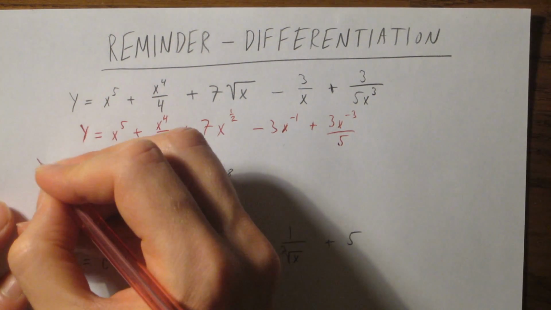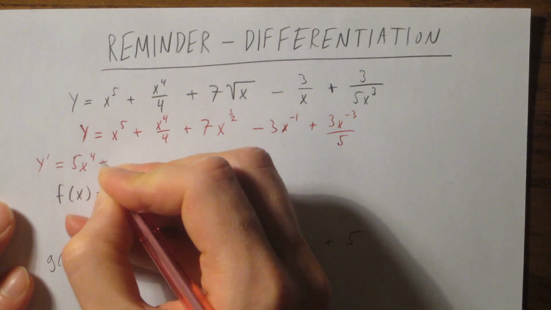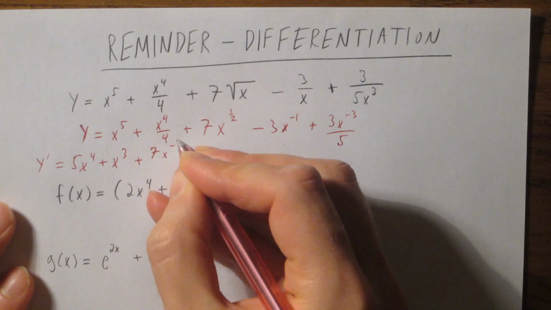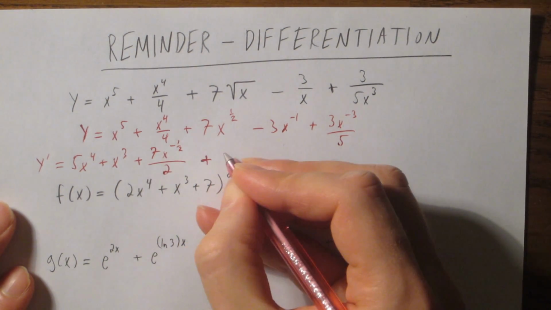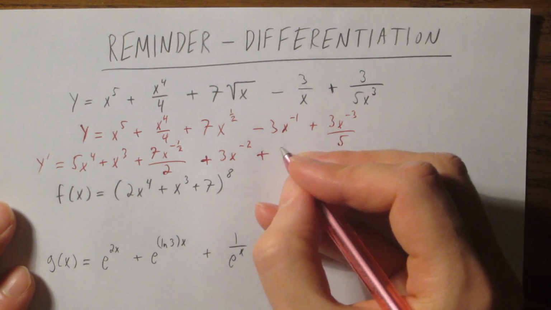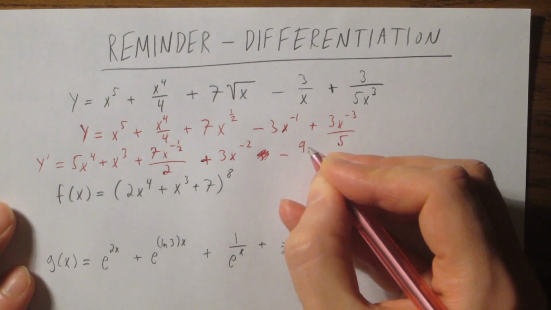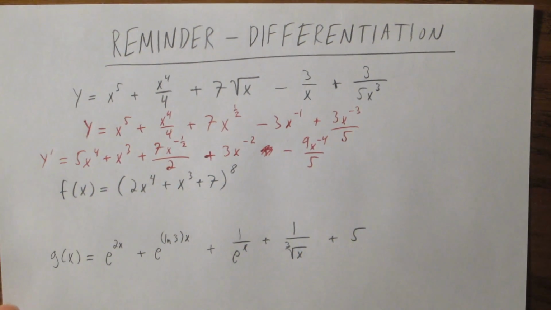Now we take a new line and find that y prime is 5x^4 plus x^3. The 7 hangs around. Here minus minus becomes plus. The 3/5 being a constant hangs around, and the minus 3 jumps down. The new exponent is minus 4, 1 less than before.